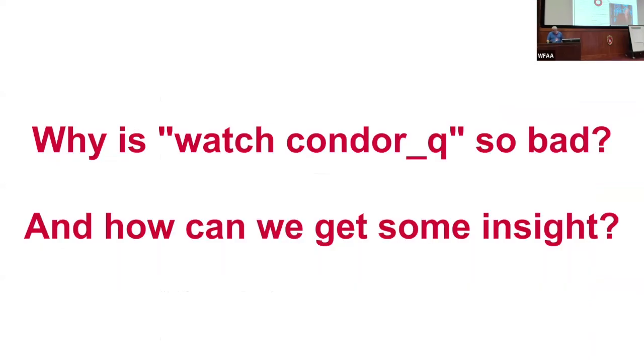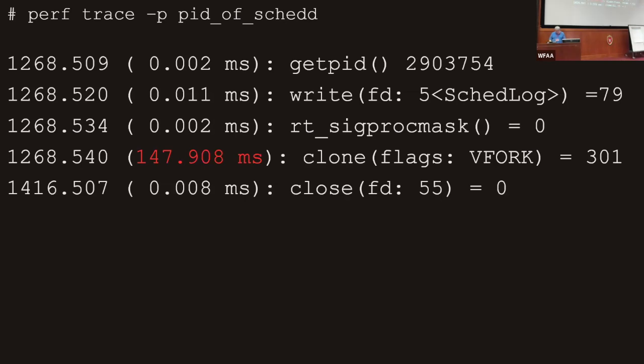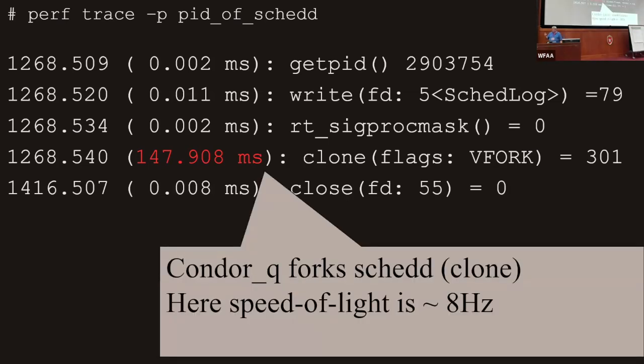Now, why is watch condor_q so bad? I mean, 10 hertz? Really? This is a 4 gigahertz machine with infinite memory and 100 bazillion gigabit Ethernet. Like, why? 10? Really? 10? Well, when the schedd handles a condor_q, it forks, or actually clones. And the problem is the speed of light forking of a schedd is only 8 hertz. And again, you might say, boy, 8 hertz? Really? This is a PDP-11? No, this is a machine in 2024.